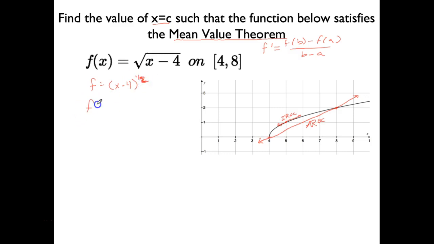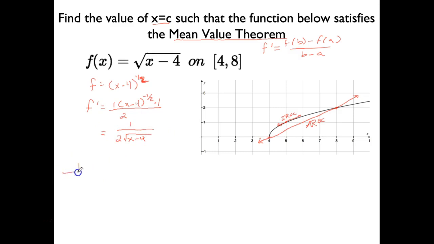Okay, so the derivative of this is going to be chain rule. A half times x minus 4 raised to the negative half, times the derivative of the inside, which is just 1. You can rewrite this whole thing: move this to the bottom, keep the 1 on top. So it's going to be 1 over 2 square root x minus 4. There we go. There's my derivative.